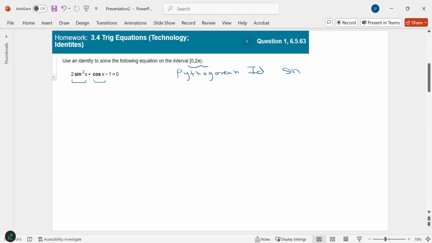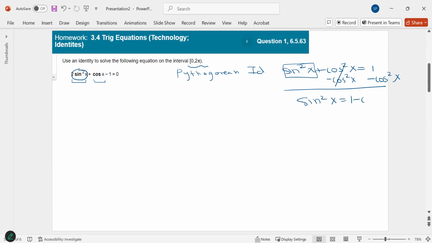The Pythagorean identity is sine squared x plus cosine squared x is equal to 1. Since I have a sine squared x, I'm going to isolate this sine squared x by subtracting the cosine squared x on both sides. And what that does is it sets sine squared of x equal to 1 minus cosine squared of x.